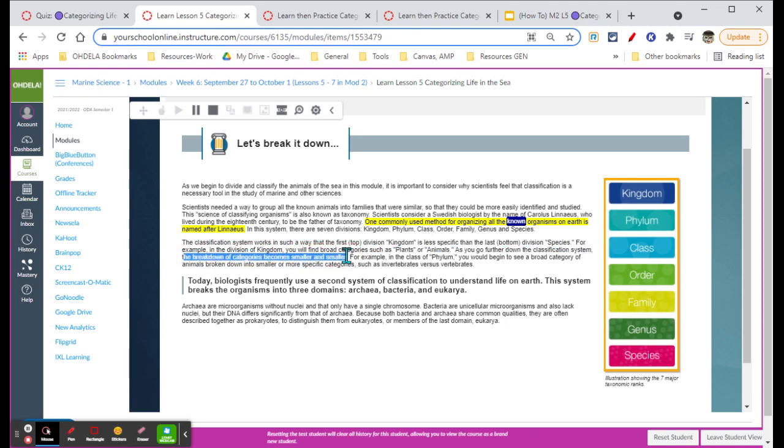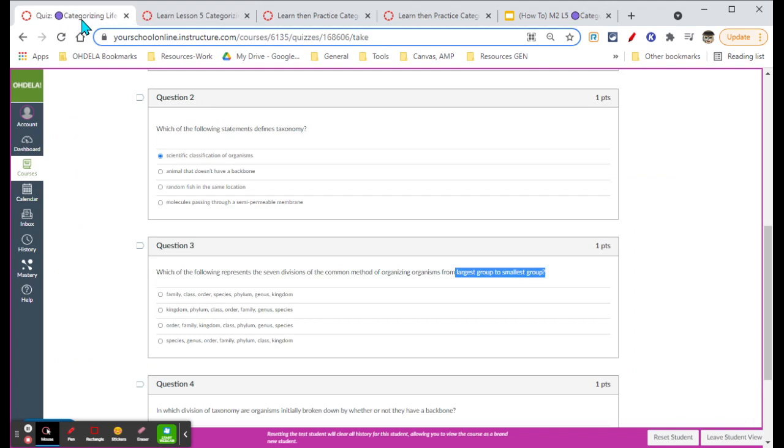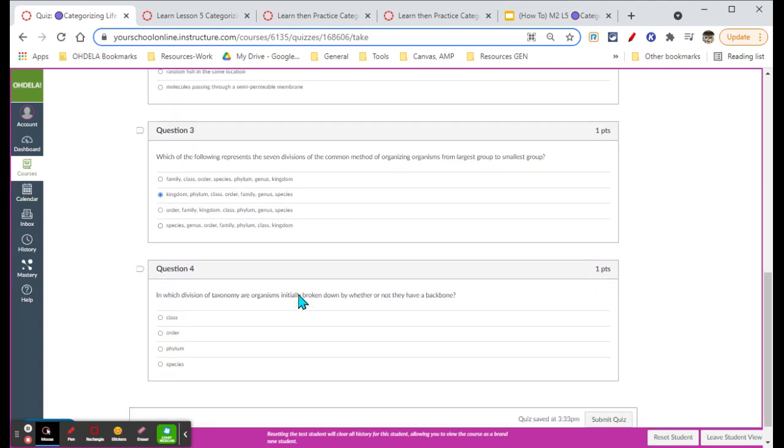So there we have it. Kingdom is the largest, and they become smaller and smaller in this order. So that's the order we want to look for. Kingdom first and species last. And that's also the order of the visual aid on the right. Kingdom at the top is the largest group. Species at the bottom is the smallest. So let's see, do we have a choice that starts with kingdom and ends with species? We do. That's our answer.